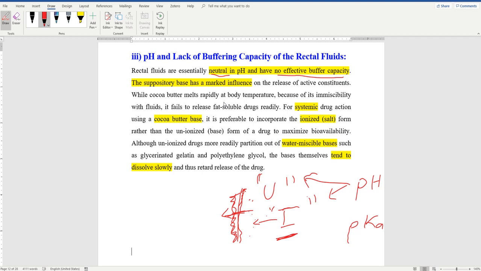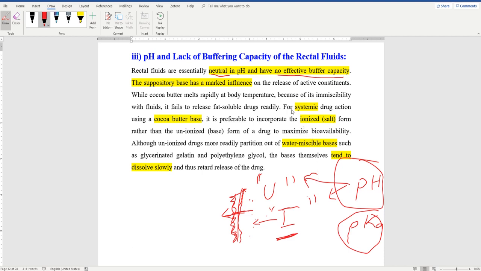Also, the pH is neutral. So it's all left to the drug and the base. It means it's all left to physicochemical properties. Because the pH of the rectum is neutral and has no buffer capacity, this one has no effect. So the matter is left to the drug and the base, the formulation.